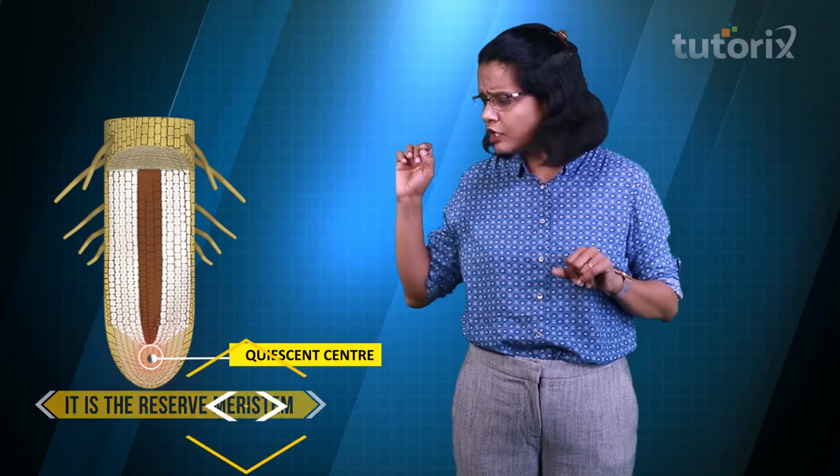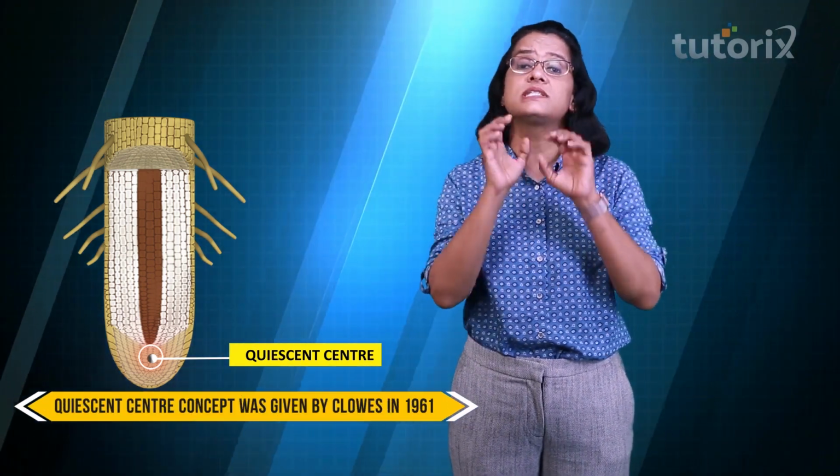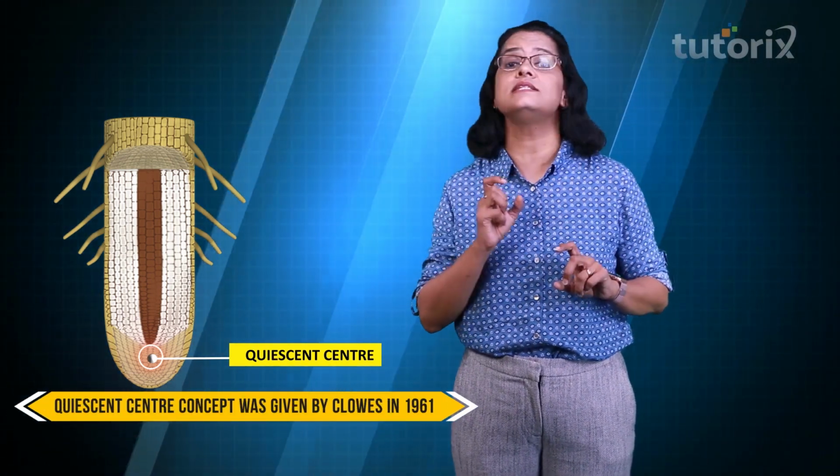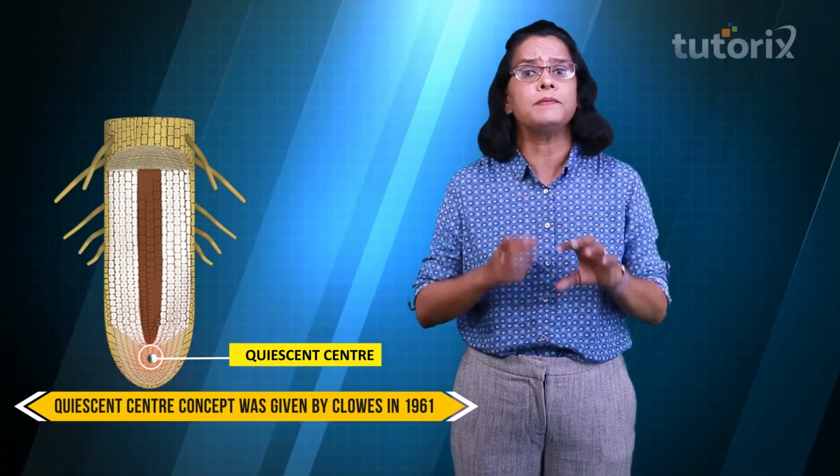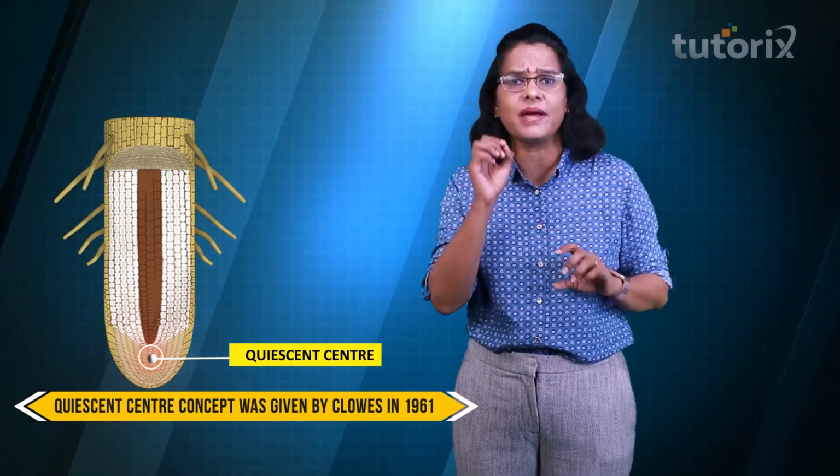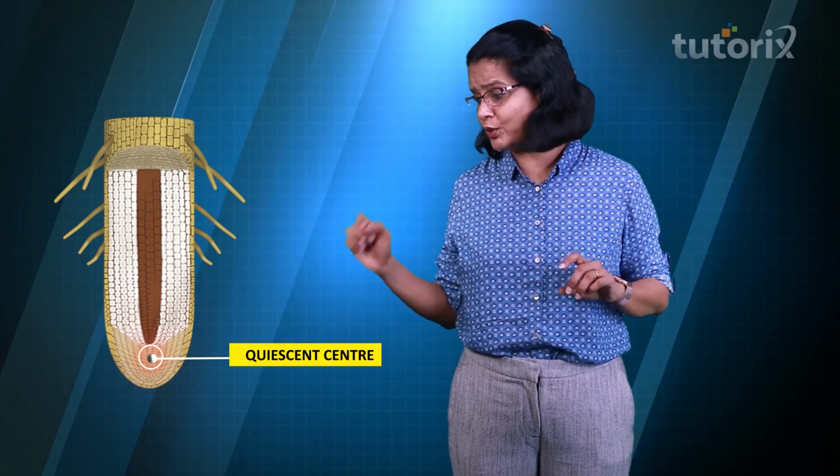Now friends, the quiescent center concept was given by Clowes in 1961, and this concept basically explained the meristematic activity of the root apical meristem. Now friends, let's move on and understand what the apical meristem actually does.